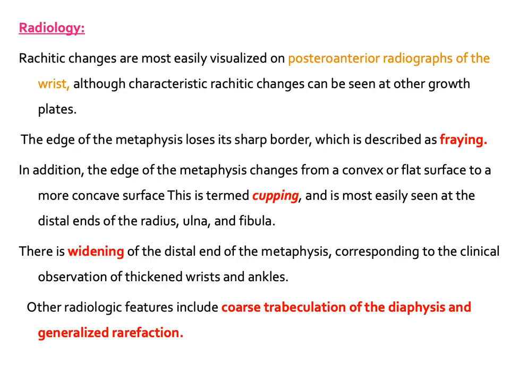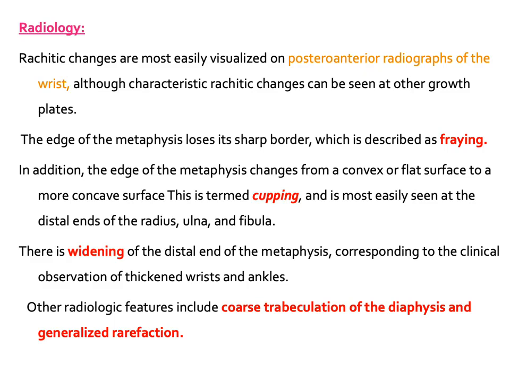Regarding the radiology, this is very, very important and essential in the diagnosis of rickets. Ricketic changes are most easily visualized on the posterior anterior radiograph of the wrist, so we do an X-ray of the wrist. Although characteristic ricketic changes can be seen at other growth plates, we may see it in the knee, we may see it in the hip, we may see it in other places, but we use an X-ray of the wrist because it is more evident and it is away from the body to decrease the effect of the X-ray on the other parts of the body.